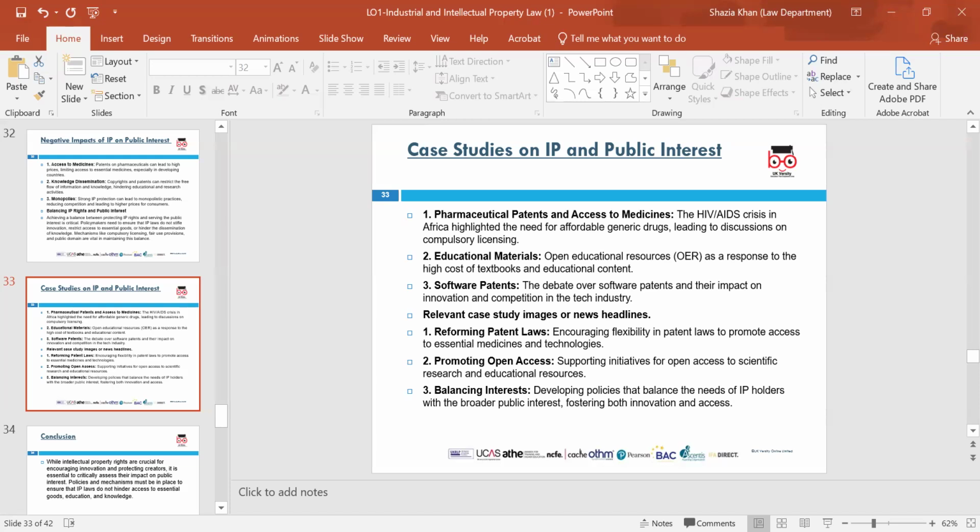So number one, reforming patent laws, encouraging flexibility in patent laws to promote access to essential medicines and technologies. Number two, promoting open access, so supporting initiatives for open access to scientific research and educational resources. And number three, balancing interests, so developing policies that balance the needs of intellectual property holders with broad public interest, fostering both innovation and accessibility.